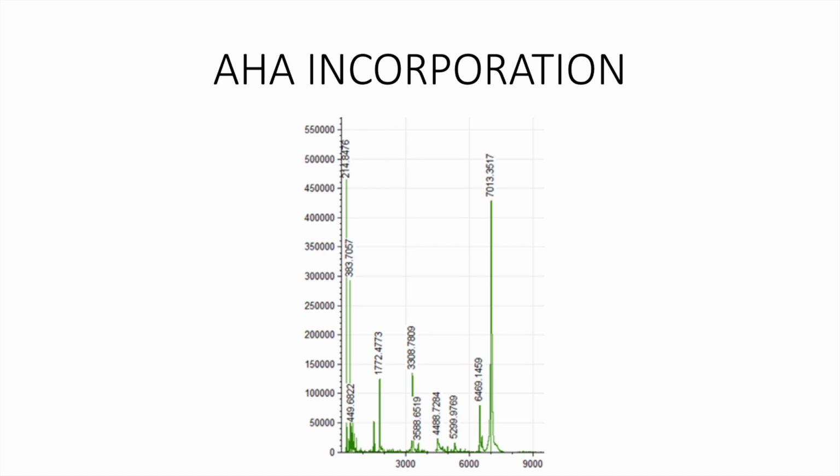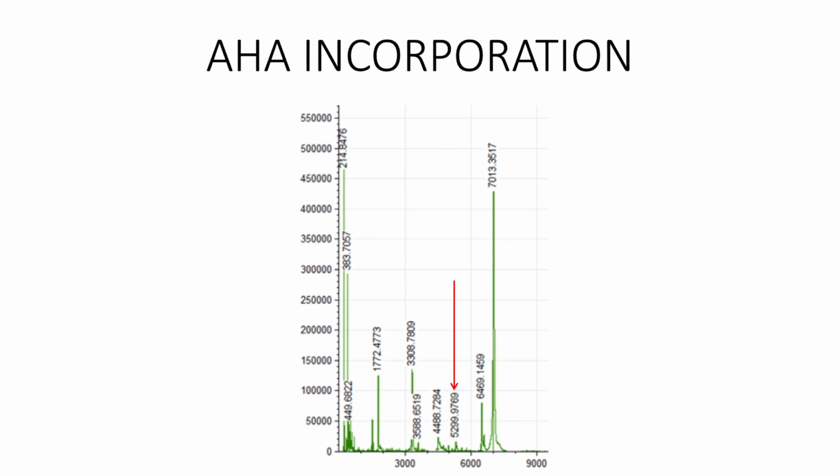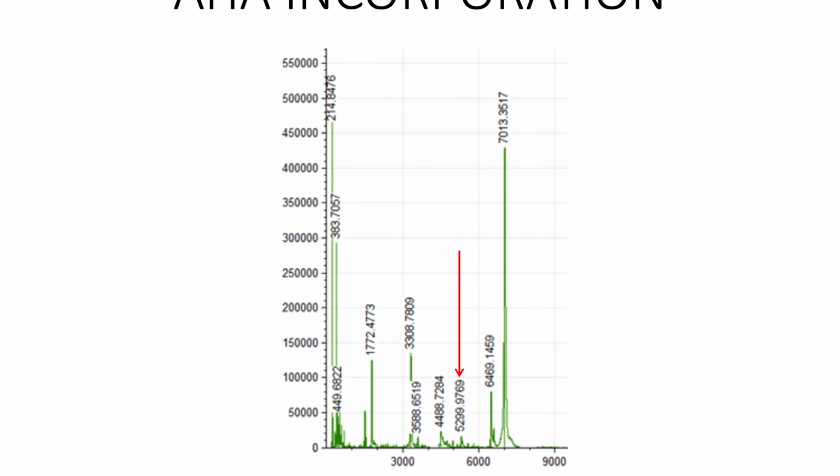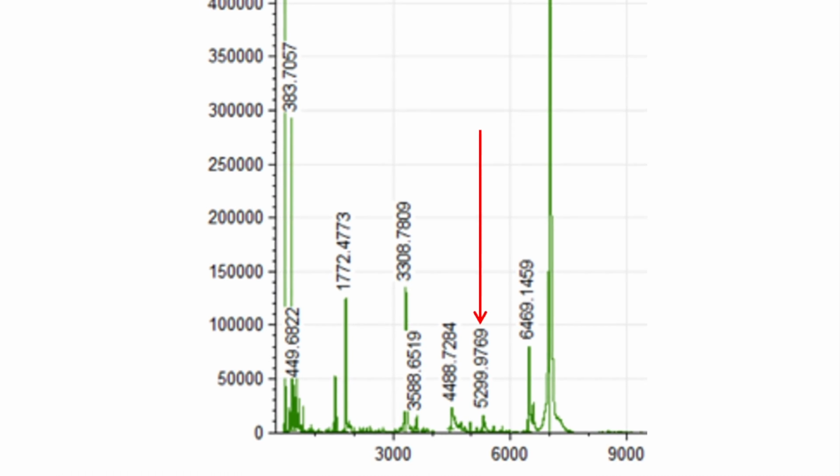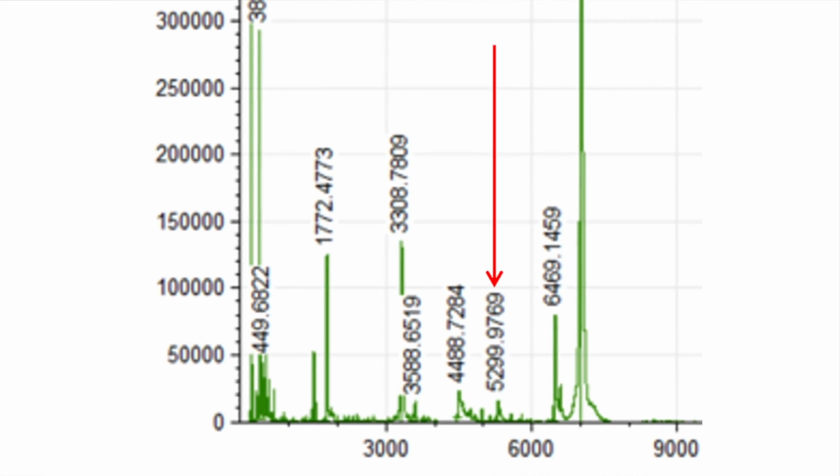It is expected that after the incorporation of azidohomoalanine, there will be a peak around 5,298.5728. On this spectrum, there is a visible peak with a mass of 5,299.9769, which is very close to our approximation. Thus, we can conclude that azidohomoalanine was incorporated in place of methionine.